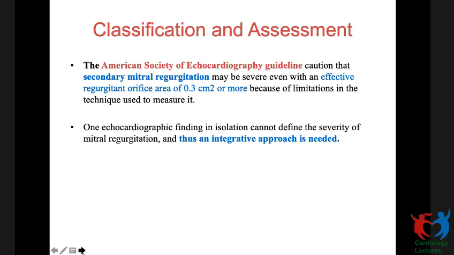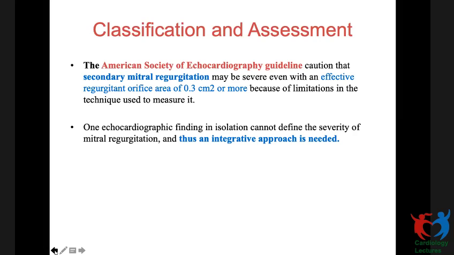The American Society of Echocardiography guideline cautions that secondary mitral regurgitation may be severe even with an effective regurgitant orifice area of 0.3 centimeters or more because of limitations in the technique used to measure it. One echocardiographic finding in isolation cannot define the severity of MR, and thus an integrative approach is needed. That is the point you have to remember: an integrative approach means you have to take everything into consideration.